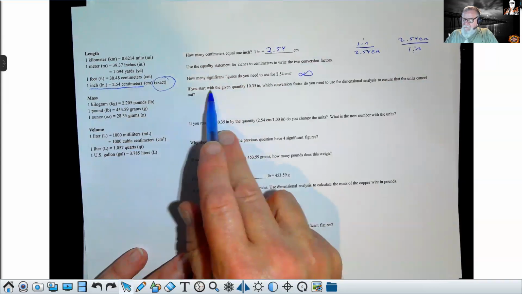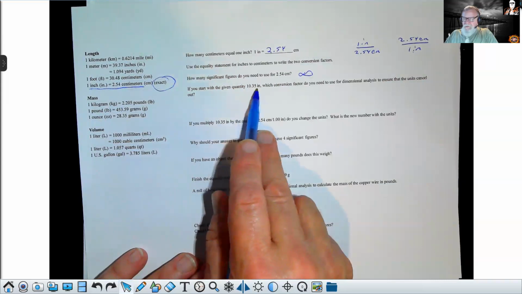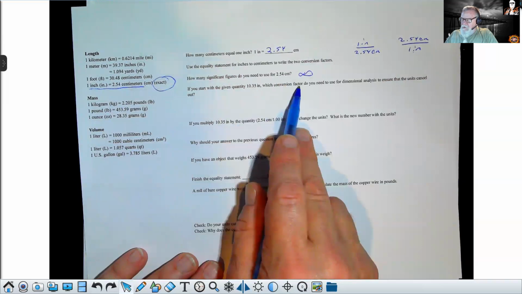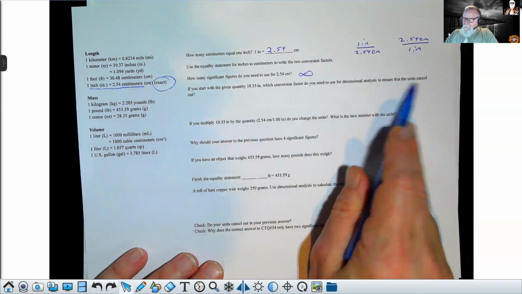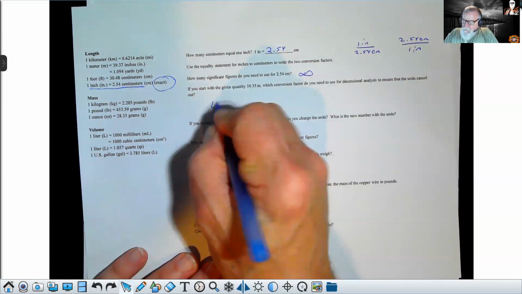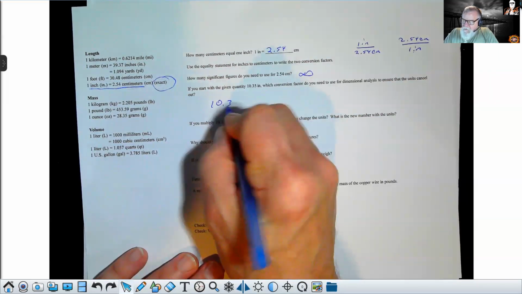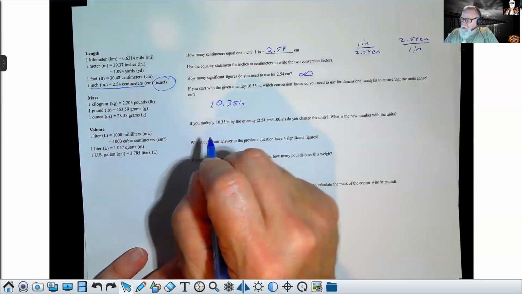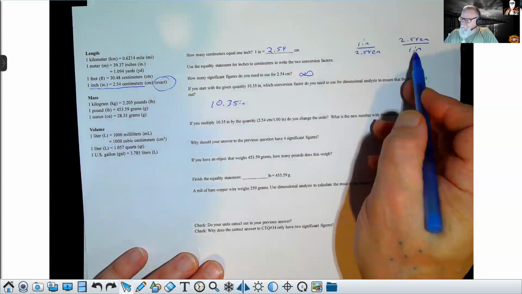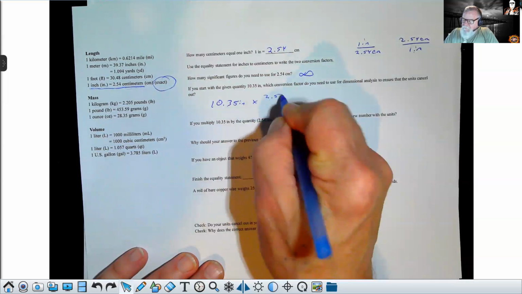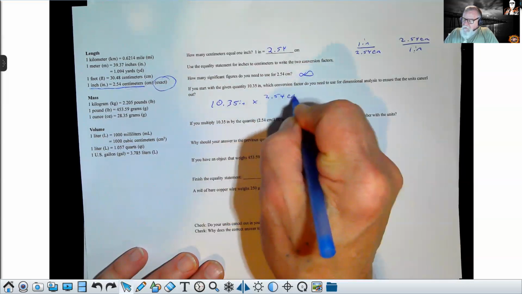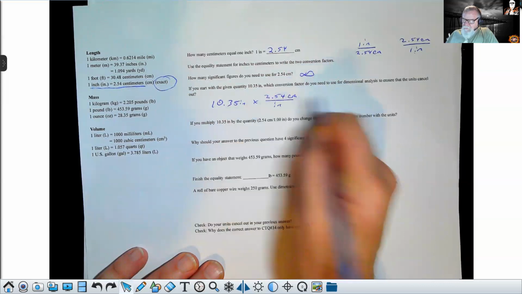If you start with a given quantity, 10.35 inches, which conversion factor do you need to use for dimensional analysis to ensure the units cancel out? So if I start with 10.35 inches, I need to put the inches on the bottom. So I need to multiply this by 2.54 centimeters per inch.